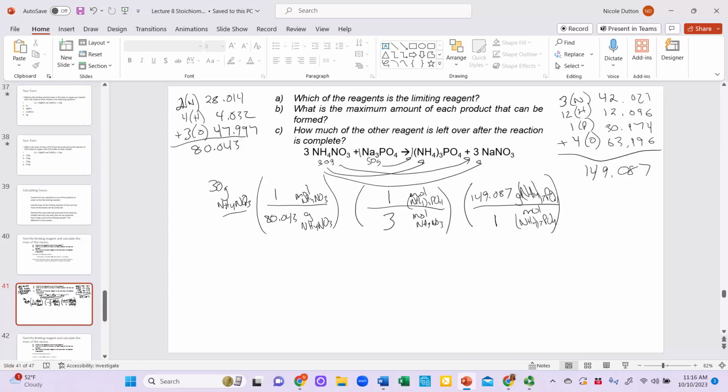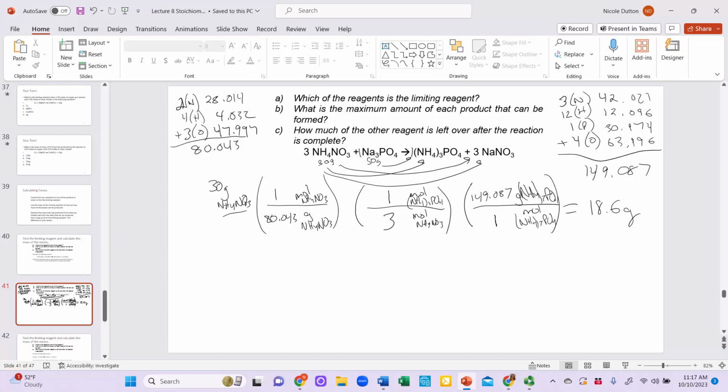We're going to multiply across the top and divide away the bottom, and we can ignore the number ones. We get about 18.6 grams.